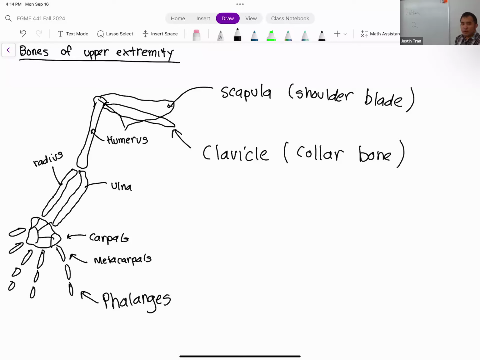So those are the main bones of the upper extremity. A lot we've seen before previously, but maybe a couple new ones as well. As we discuss this and do example problems, I'm going to refer to these bones, so it's good to have this figure here for you. Any questions on this so far? Okay. All right, so those are the bones.